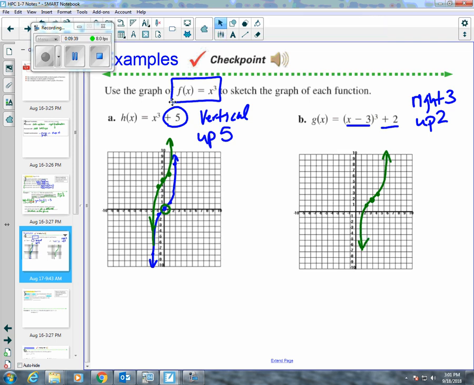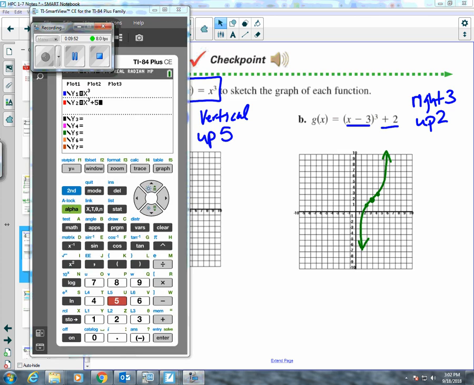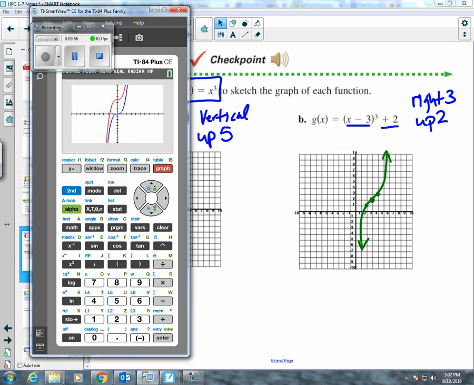Go ahead and check these either on Desmos or on your graphing calculator to see if you're accurate, and then we'll come back together. So go ahead and pause and see if we can check those and see if they look like you think they should. All right, my first one to check is that x cubed plus 5. So I'm going to go ahead and graph. Sure enough, lifted up 5 units.